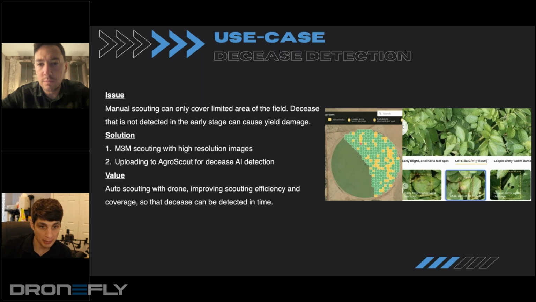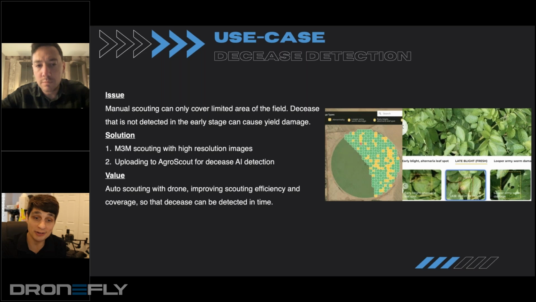So companies like AgriScout will go and fly very low over the canopy and take a picture. And you can see on the screenshot there, the resolution is insane. It's like you're literally looking at the leaf, and then you can see if there's any sort of disease on the leaf, any sort of bugs.